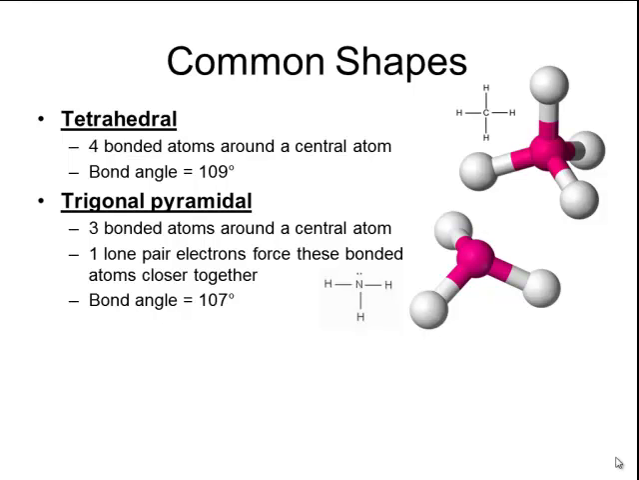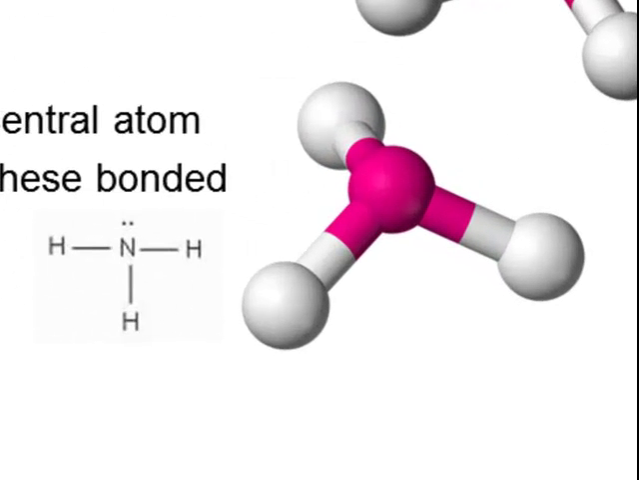A second common VSEPR shape is called trigonal pyramidal. In a trigonal pyramidal molecule, there are 3 bonded atoms around a central atom. So ammonia is an example of a molecule that has a 3-dimensional trigonal pyramidal shape. If I look at the structural formula for ammonia, you'll see the nitrogen in the middle, and there are 3 bonded atoms around that central nitrogen atom. But the nitrogen also has a lone pair of electrons that causes that shape to distort.